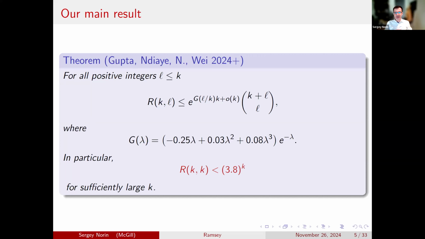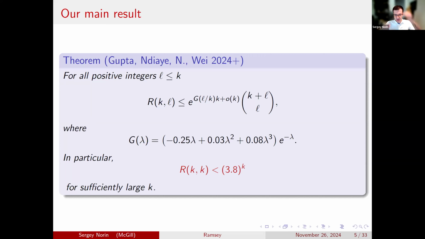So if you plug in k equal l into this formula, then we get that diagonal Ramsey numbers are at most something like 3.7992. And I mean, 3.8 is a nice clean number, close to the best bound that we can prove. So by rephrasing and optimizing the Campos et al. new bound, we are able to achieve a better result.